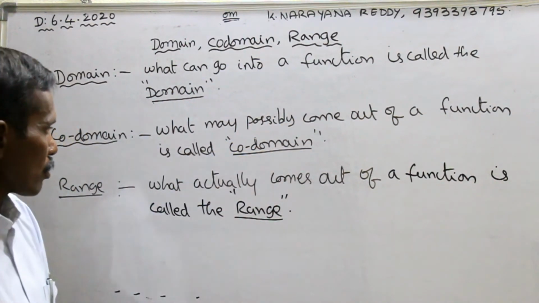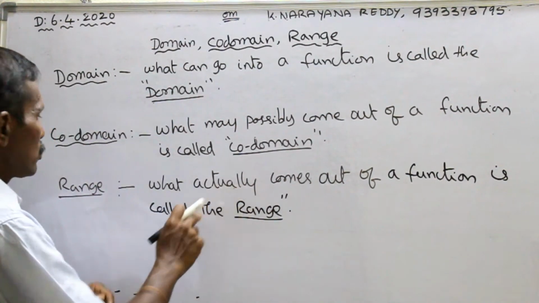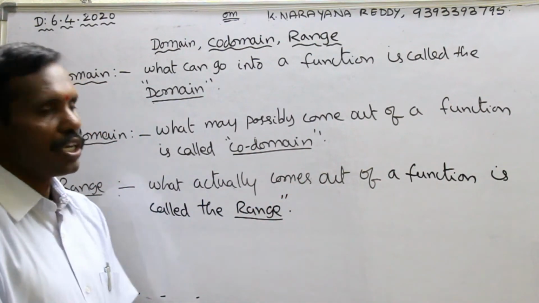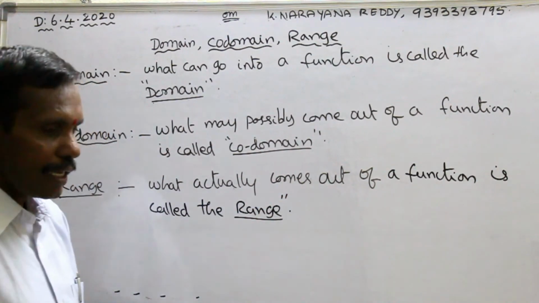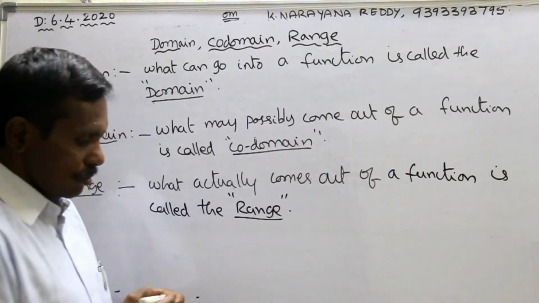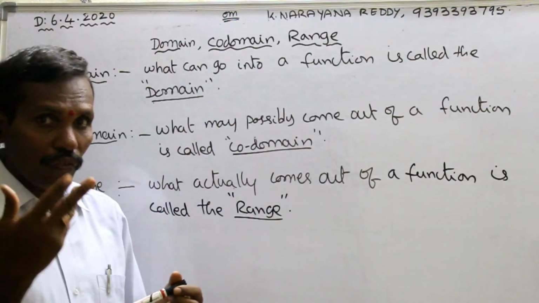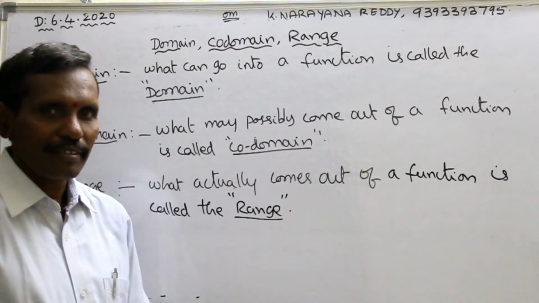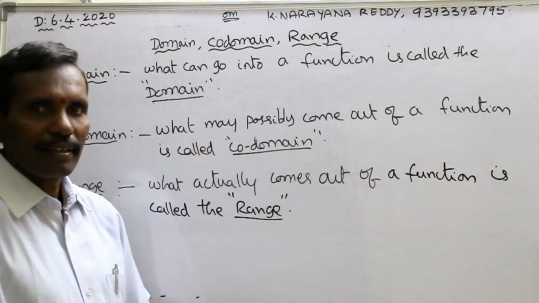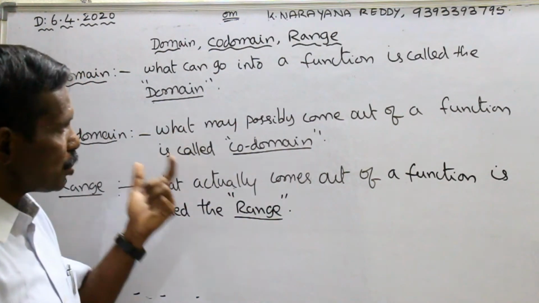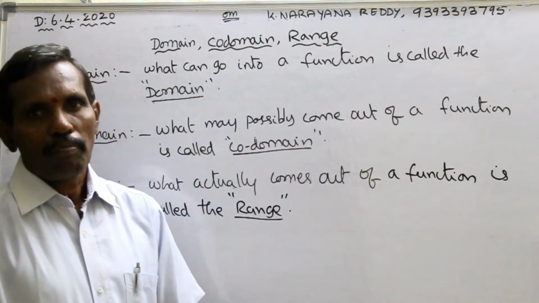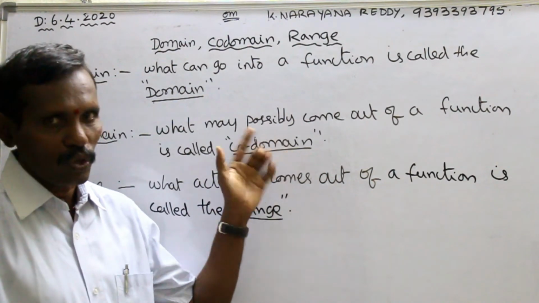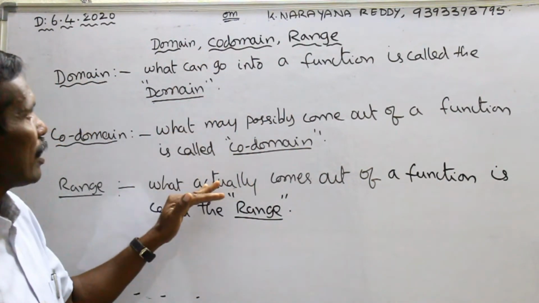Next one, range. What actually comes out of a function is called range. What actually comes out of a function? Output. You know that already. Output is nothing but a range. Input is nothing but a domain. And possible outcomes are called codomain values or codomain variables. Okay. That's the difference between these three.